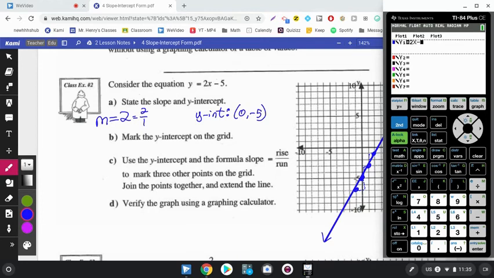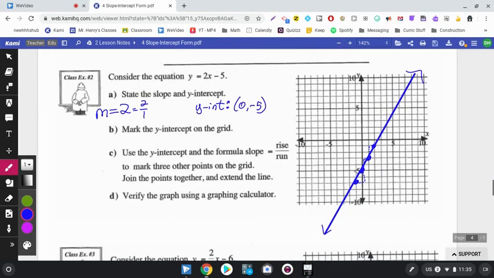2x minus 5. I'll go zoom 6. Hey, there it is. Okay, looks pretty similar to what we have. If I wanted to find the y-intercept, second calc value, negative 5. Yeah, it looks pretty much the same. Okay, and I think I'm good to go.